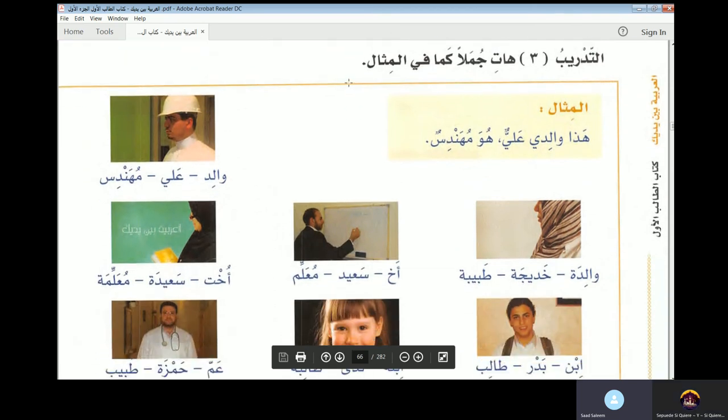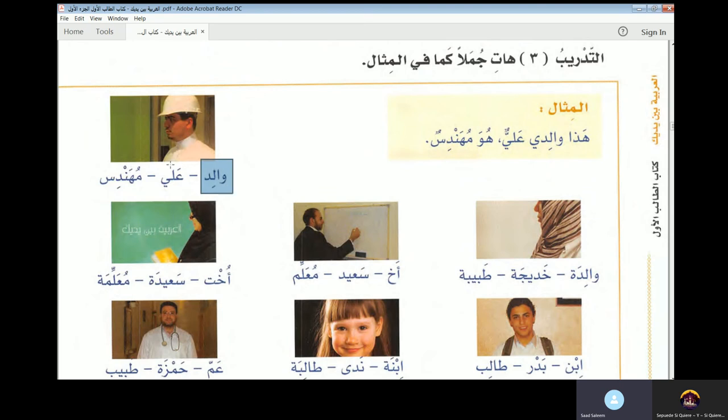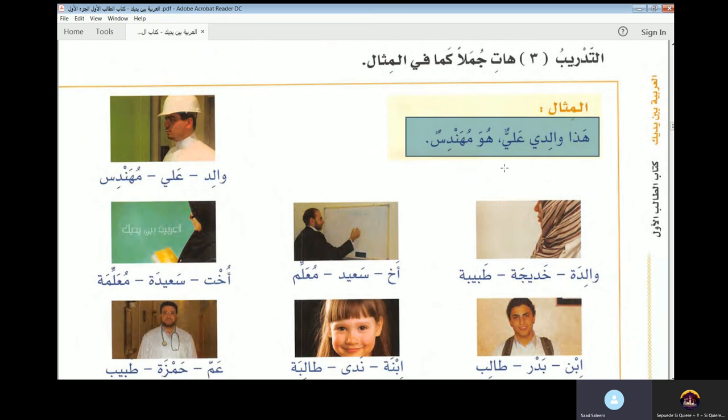The third exercise: Hati jumalan kama fil misal. Bring a sentence or sentences like the one in the example. Walid, father. Ali is a name. Muhandis, engineer. We will use these three words to make a sentence. Haza walidi Ali. Huwa muhandisun. This is my father, Ali. He is an engineer.